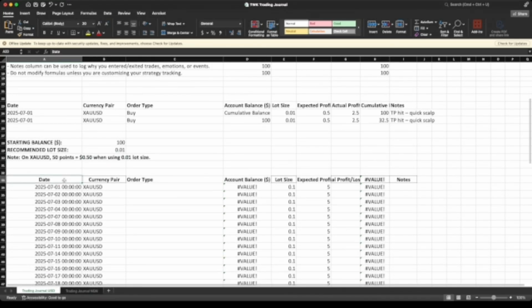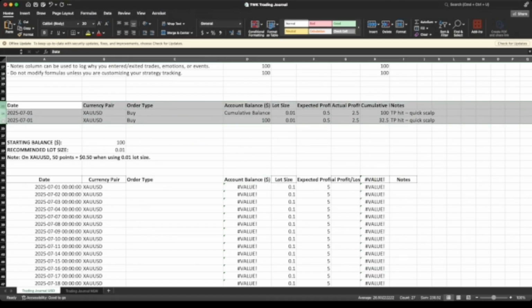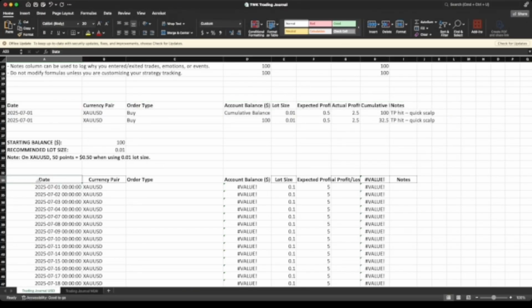So you have dates, currency pair, order type, account balance, lot size, expected profit, actual profit loss, accumulative profits, and notes. So here you already have a template on how to use the journal, right? So we'll start from the date tab. On the date tab, you have the year, the month, and the date, and you can as well set the time or when you take the trade.